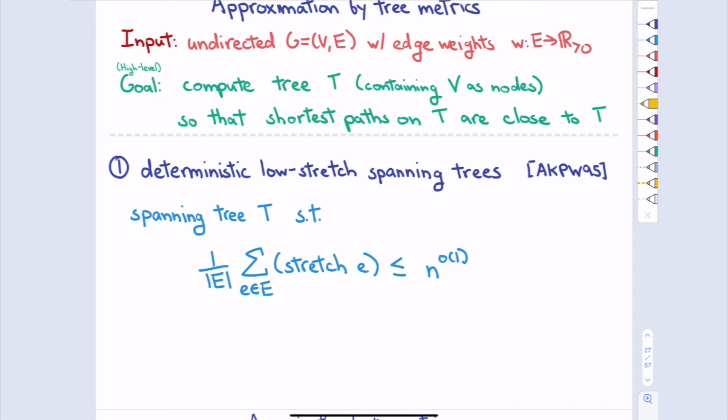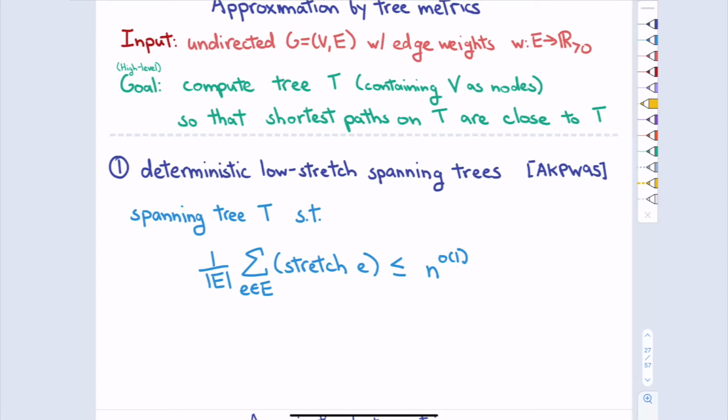The first result in this line of work showed that you can find a spanning tree so that the average stretch over all edges, so I'm summing up the edges' stretches and then dividing by the number of edges, is close to polylogarithmic, n to the little o of 1. It's like n to the 1 over log n or something like that.